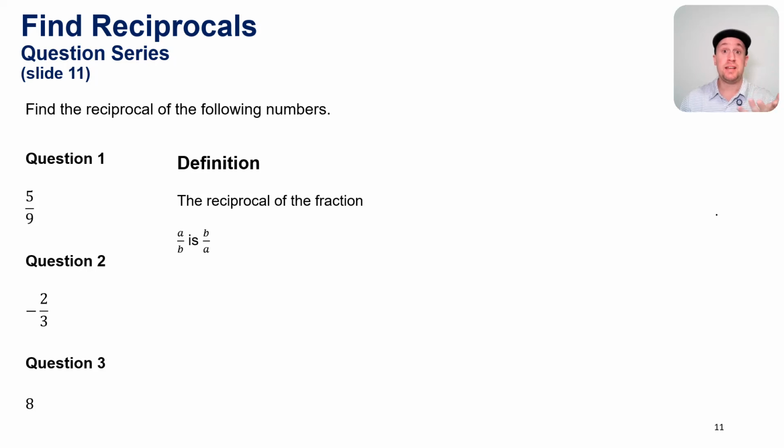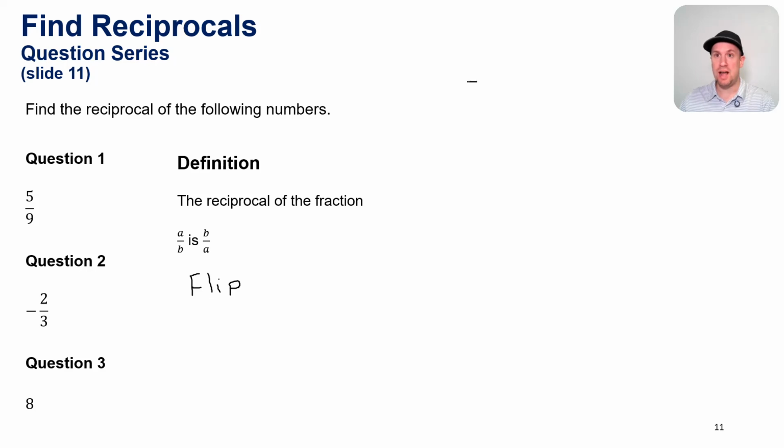Next, we're going to start moving into dividing of fractions, but before we get there, we will need to define the meaning of a reciprocal. So we're going to find the reciprocal of the following numbers here: 5/9, -2/3, and 8. Now the definition of a reciprocal is the following: A over B becomes B over A. This is really just a fancy way of saying flip the number or the fraction over. You're making the number that was in the numerator now the denominator, and the number that was in the denominator now the numerator.